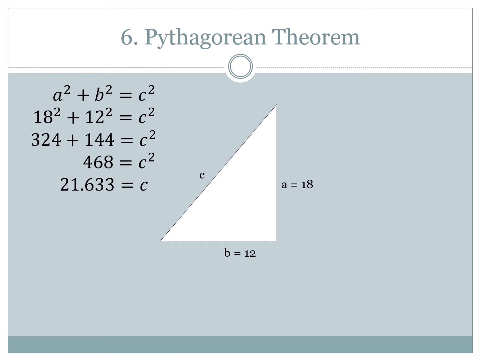468 is the value of c squared, so in order to solve for c, I need to square root both sides, which means c is equal to 21.633. Double check, make sure that's the biggest value in our triangle, and that is the value of our hypotenuse.